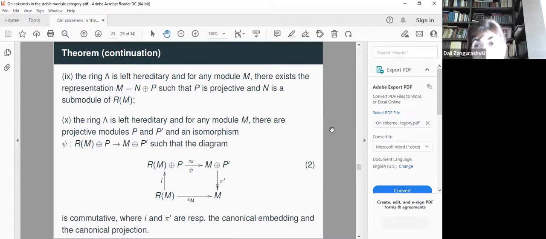Therefore, these are new criteria in addition to the well-known criteria by Chase and several of our criteria given in the previous work with Alex.